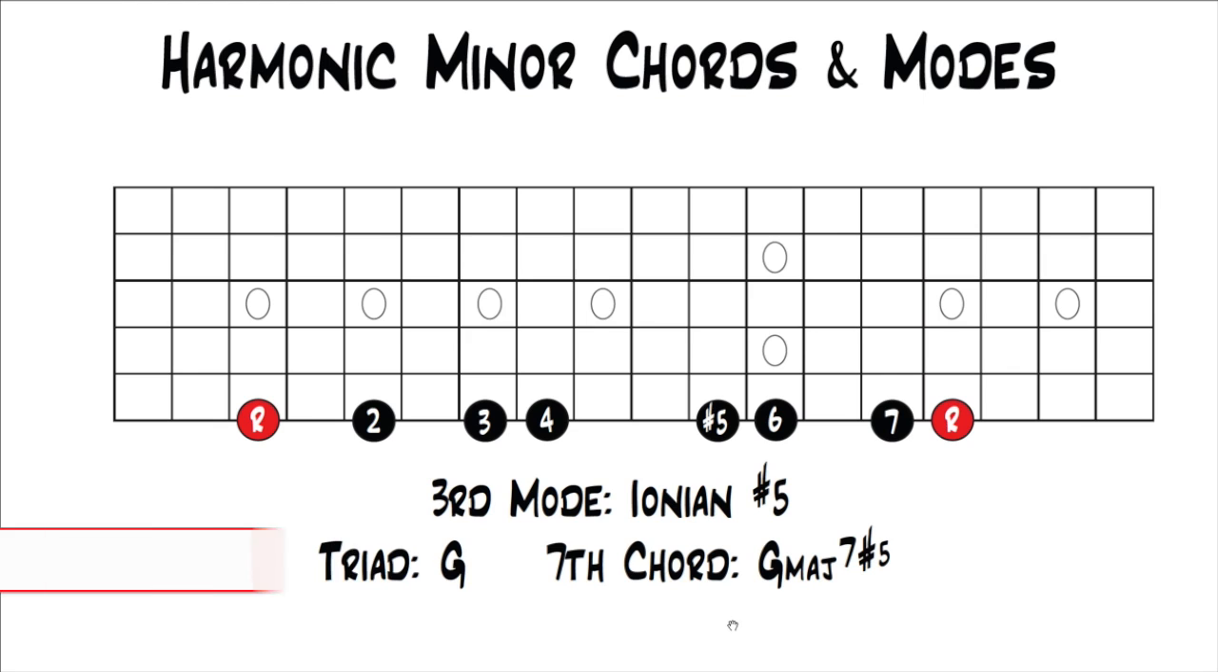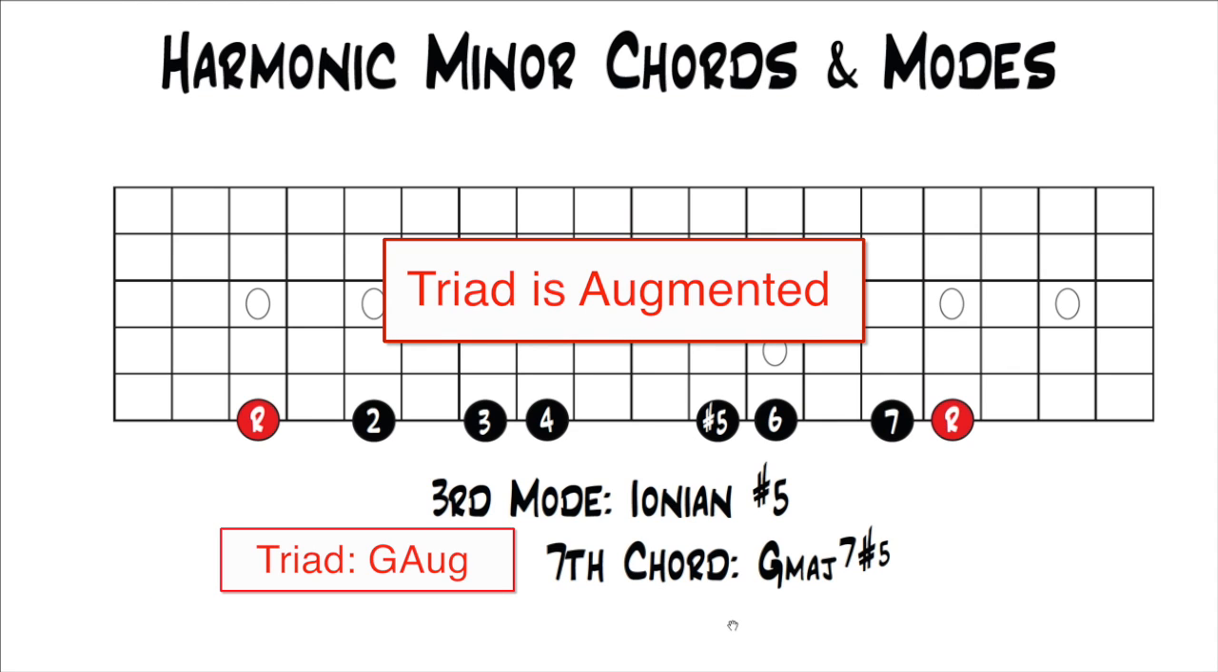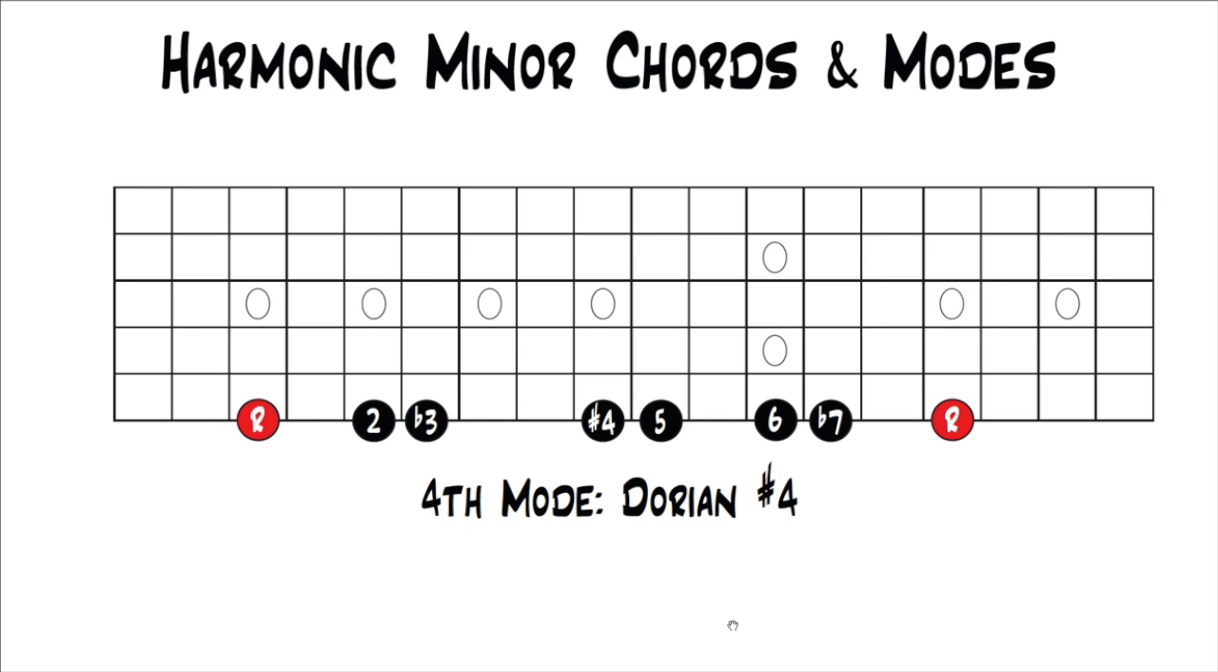The triad from it is a major triad, and the 7th chord would be a major 7 sharp 5, which you've seen before from the melodic minor modes. So in G, that would be a G major, or the 7th chord would be a G major 7 sharp 5. The fourth mode is the Dorian Sharp 4.